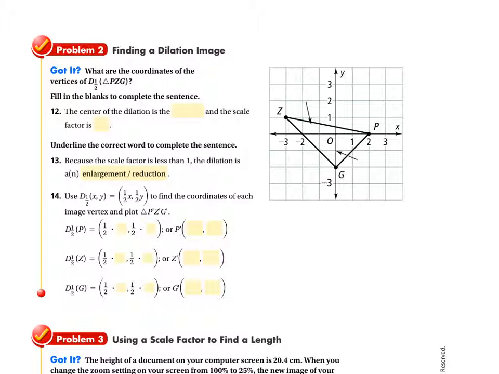So you're going to find a dilation image. What are the coordinates of the vertices of D? And so now you can see this change in notation. So as you look at the notation, we're now using capital D for dilation, so that makes sense.